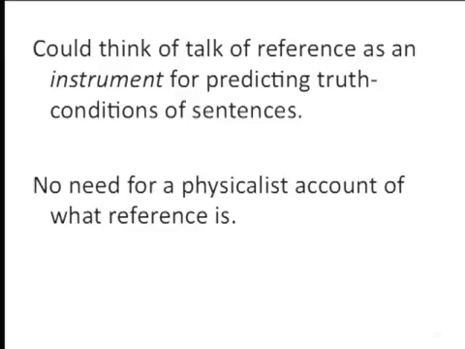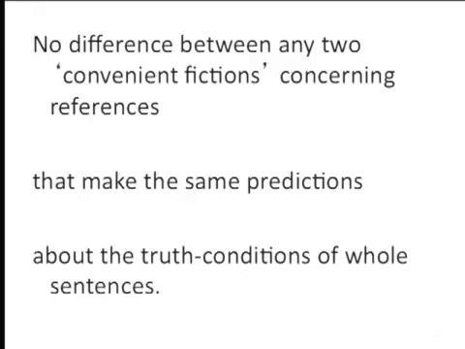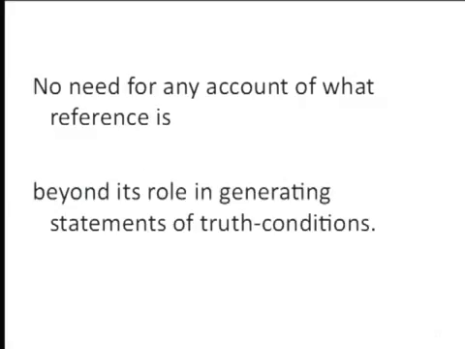When people talked about valence, they thought they were explaining why the chemicals combine in the ratios they do. So they needed to do this kind of thing. But if you don't think you're explaining why words combine the way they do, then there's no difference between any two convenient fictions about references that make the same predictions about the truth conditions of sentences. If you could get two different ways of saying what the references of all the terms are that gave the same predictions about what the truth conditions of the sentences would be, there would be no real difference between them. And you wouldn't need any account of what reference is beyond its role in generating statements of truth conditions.